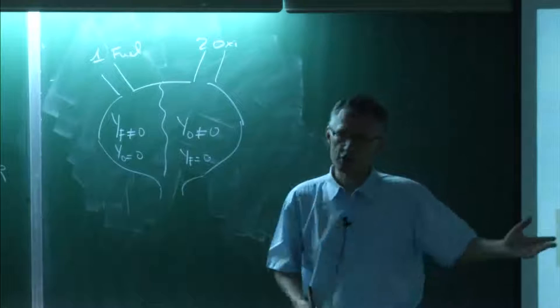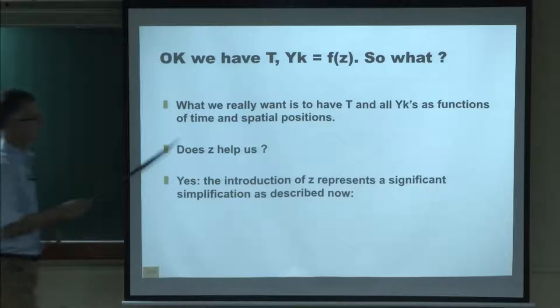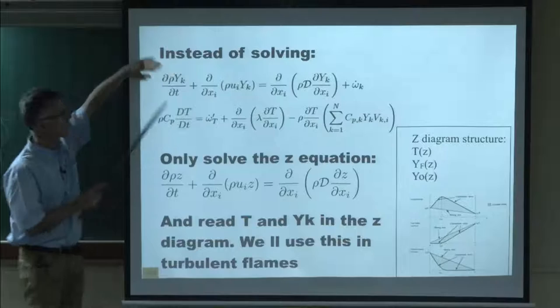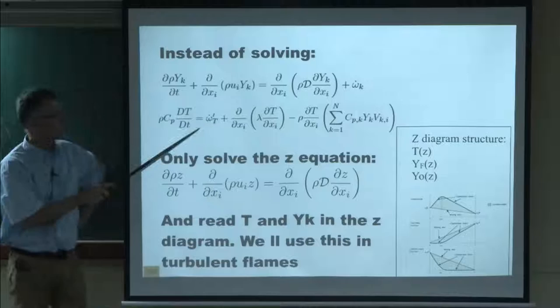Well, this is a major simplification, because with Z and this formulation, we're going to have a simple solution to a problem. How do we do it? Our initial problem was that one. We had to solve the equations for fuel, oxidizer, and temperature with source terms. Those were Arrhenius terms. Writing a code for that is extremely complicated.